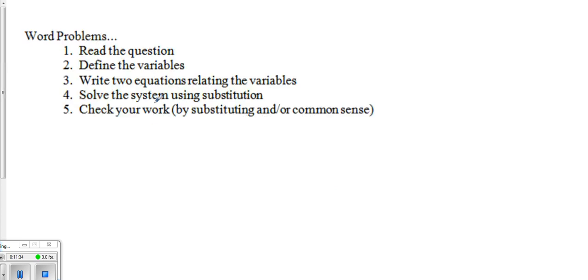Now we can also do these with word problems. Word problems get a little bit trickier because you have to make the system from what they tell you. So step 1 is you're going to read the question. Step 2, you're going to define your variables. Step 3, write the two equations that relate the variables to some quantity. Then you're going to solve the system using substitution and check your work by substituting.